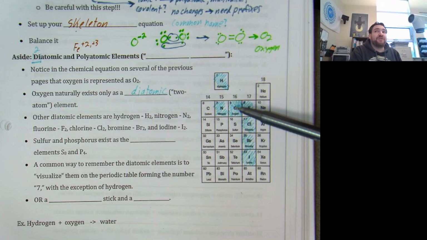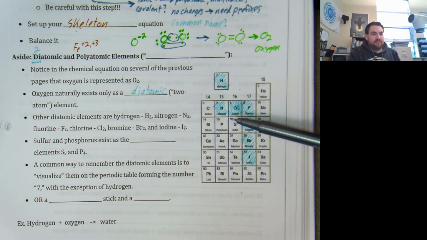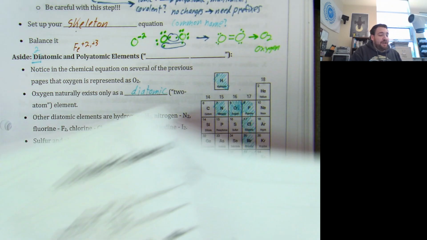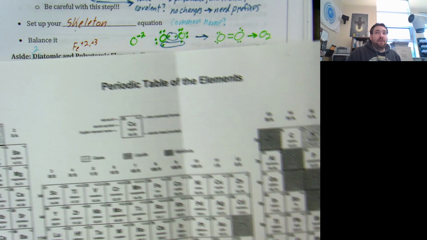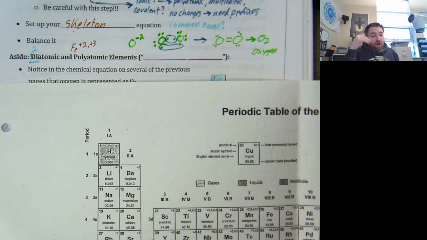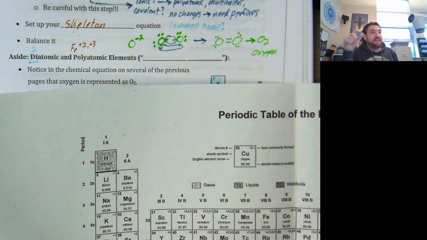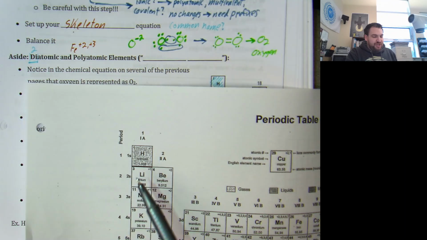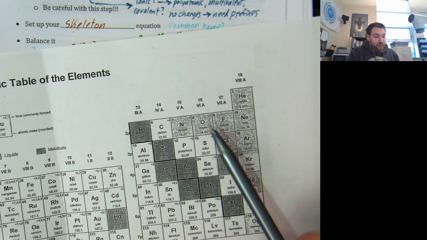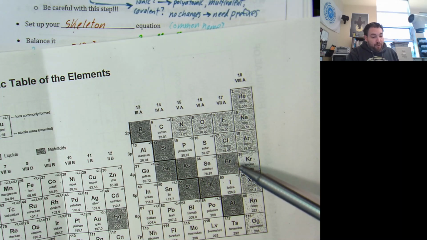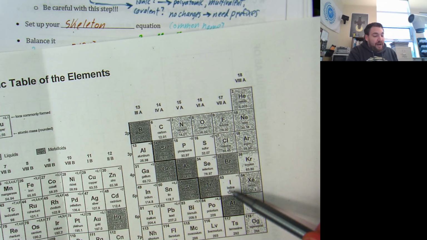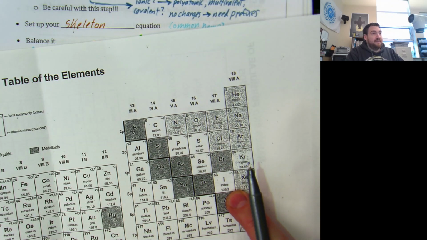Someone else told me once, it's like the hockey stick and puck. Sure, whatever. However you want to choose to remember these things. And if you look at your periodic table, they are also conveniently colored in for other reasons. Hydrogen is colored in because it's a gas. So is nitrogen, oxygen, fluorine, chlorine. Bromine's a liquid, but it's also part of this 7. And then iodine here, iodine's a solid, but it's the one other one that also forms this pattern.